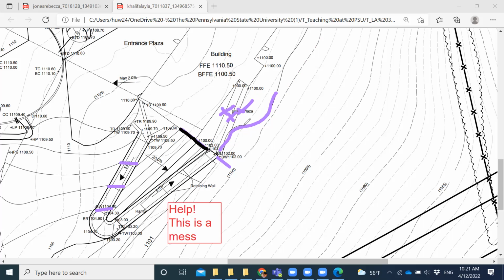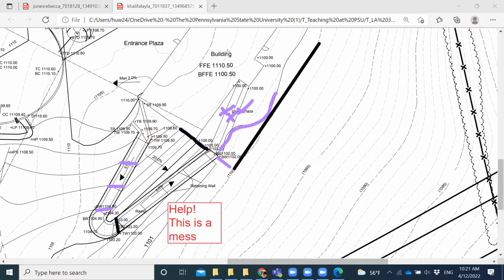Oh, okay. So we're aiming for, if the entry, let's see, that is 1110. Yes, this is okay for BFFE to be 1100.50. And then your next contour over here would be 1100, right? Check this distance. If the 1100 is right here, you only need a 1101. That's correct. Let's try.